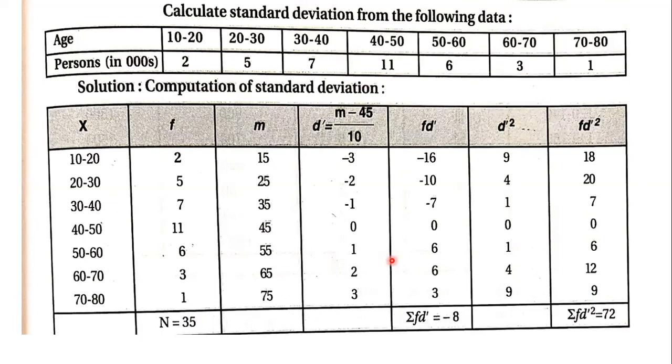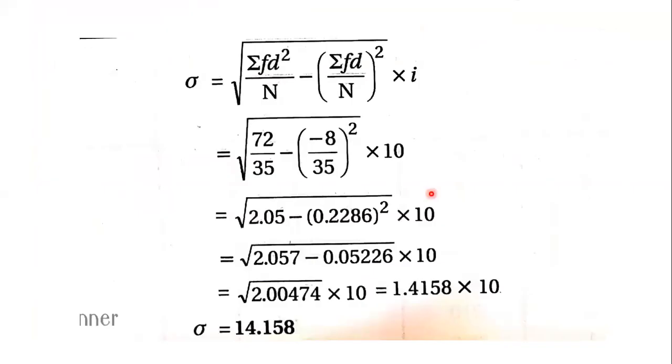Okay, let's go and finish the problem with the formula. Now in the formula, we are supposed to just apply the numbers. Let us see what numbers we had. So sigma is equal to root of sigma FD dash square by n minus sigma FD dash by n whole square. There's a dash which is missing in the printing part. Okay, let's quickly put the numbers.